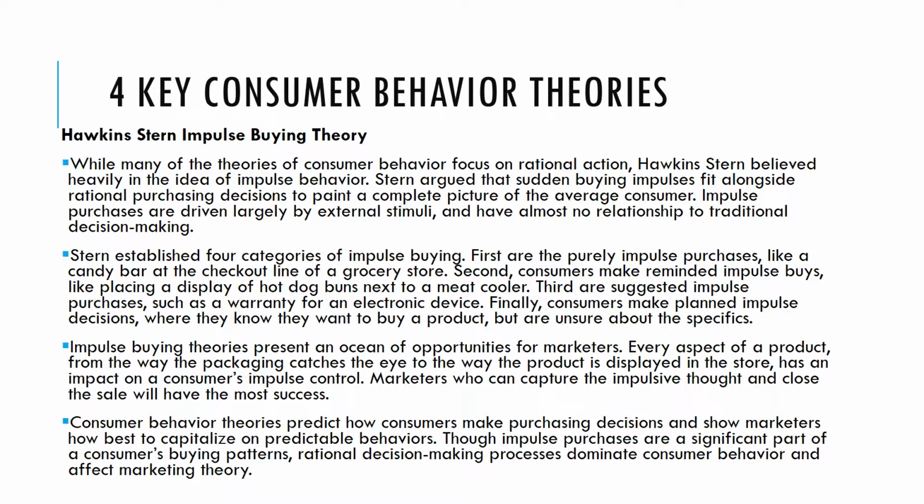Stern established 4 categories of impulse buying. The first category are purely impulse purchases, like a candy bar at the checkout line in the grocery store, just like we talked about. The second type of impulse buying is where consumers make a reminded impulse buy, like placing a display of hot dog buns next to a meat cooler. It's what we call an upsell or cross-sell opportunity in merchandising. It's where you take something that's an add-on to what you're currently buying.